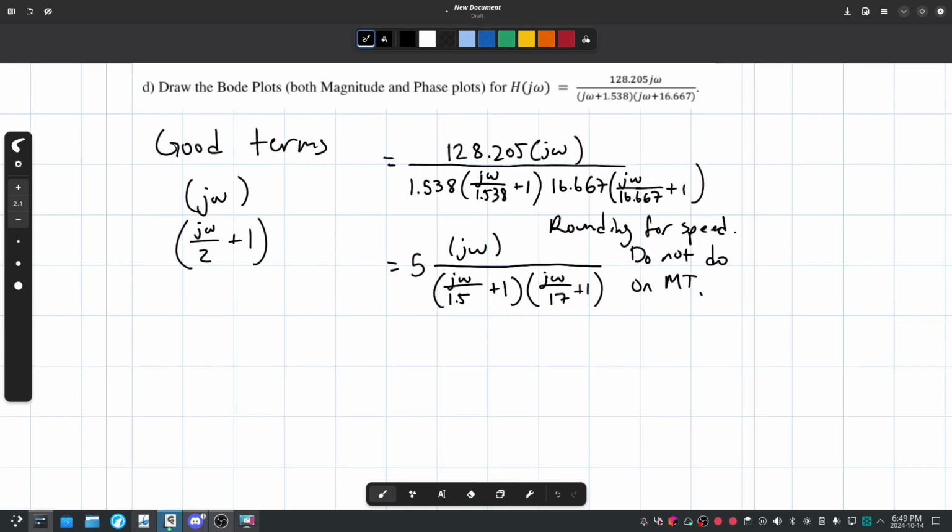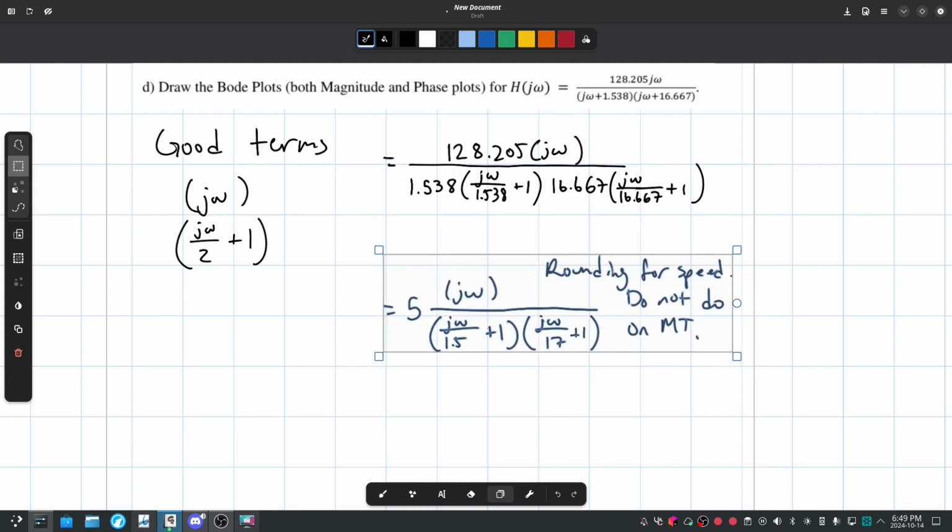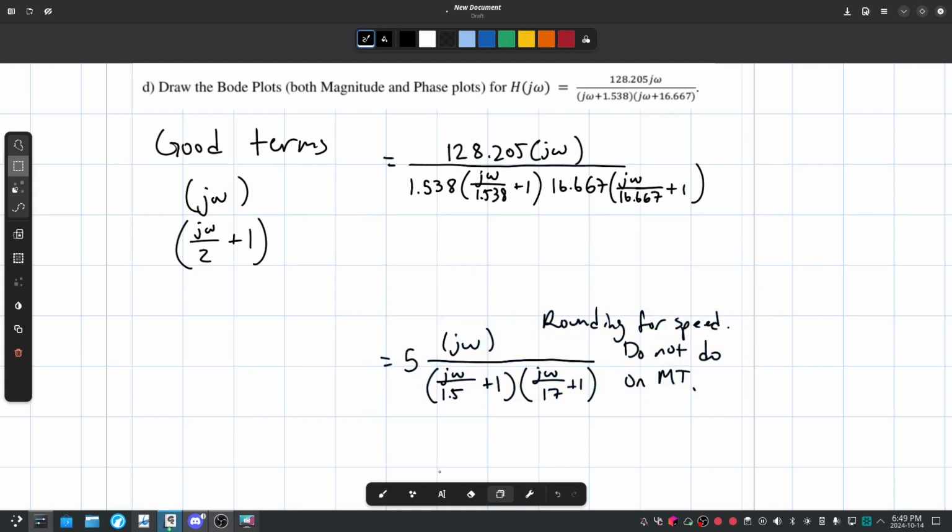Okay, so now we have our Bode formula in a form that we like. Where does 5 come from? Here, let me just put that in between. 128.205 over 1.538 times 16.667 is equal to 5.